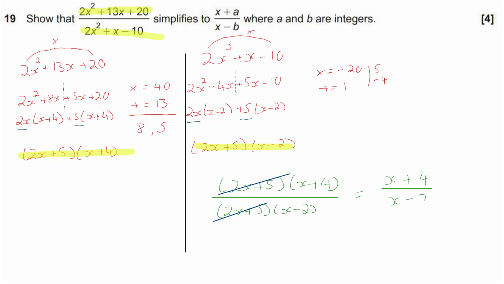That is clearly in the form x plus a number, where that number is 4, and x minus a number, where that number is minus 2. And that is your answer. So that should be completely correct: x plus 4 over x minus 2. And that is the end of the paper, guys.